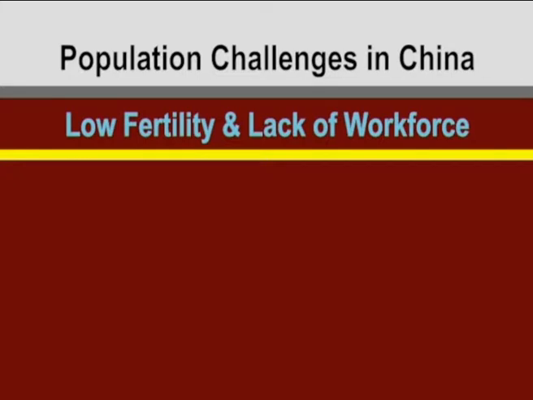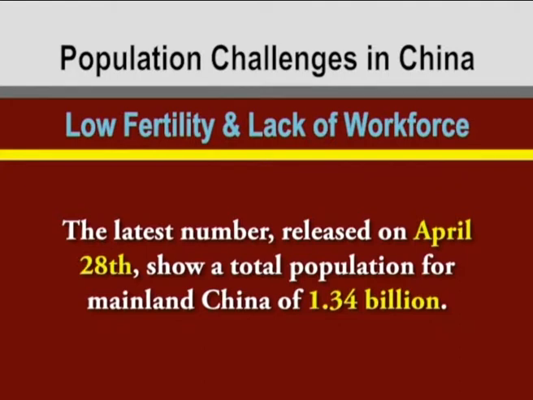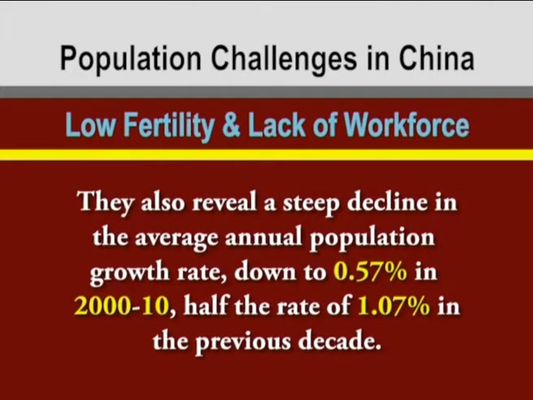Low fertility and lack of workforce. New census figures bolster claims made in the past few years that China is suffering from a demographic problem of a different sort, that is, too low a birth rate. The latest numbers released on April 28 show a total population for mainland China of 1.34 billion. They also reveal a steep decline in the average annual population growth rate, down to 0.57% in 2010, half the rate of 1.07% in the previous decade.